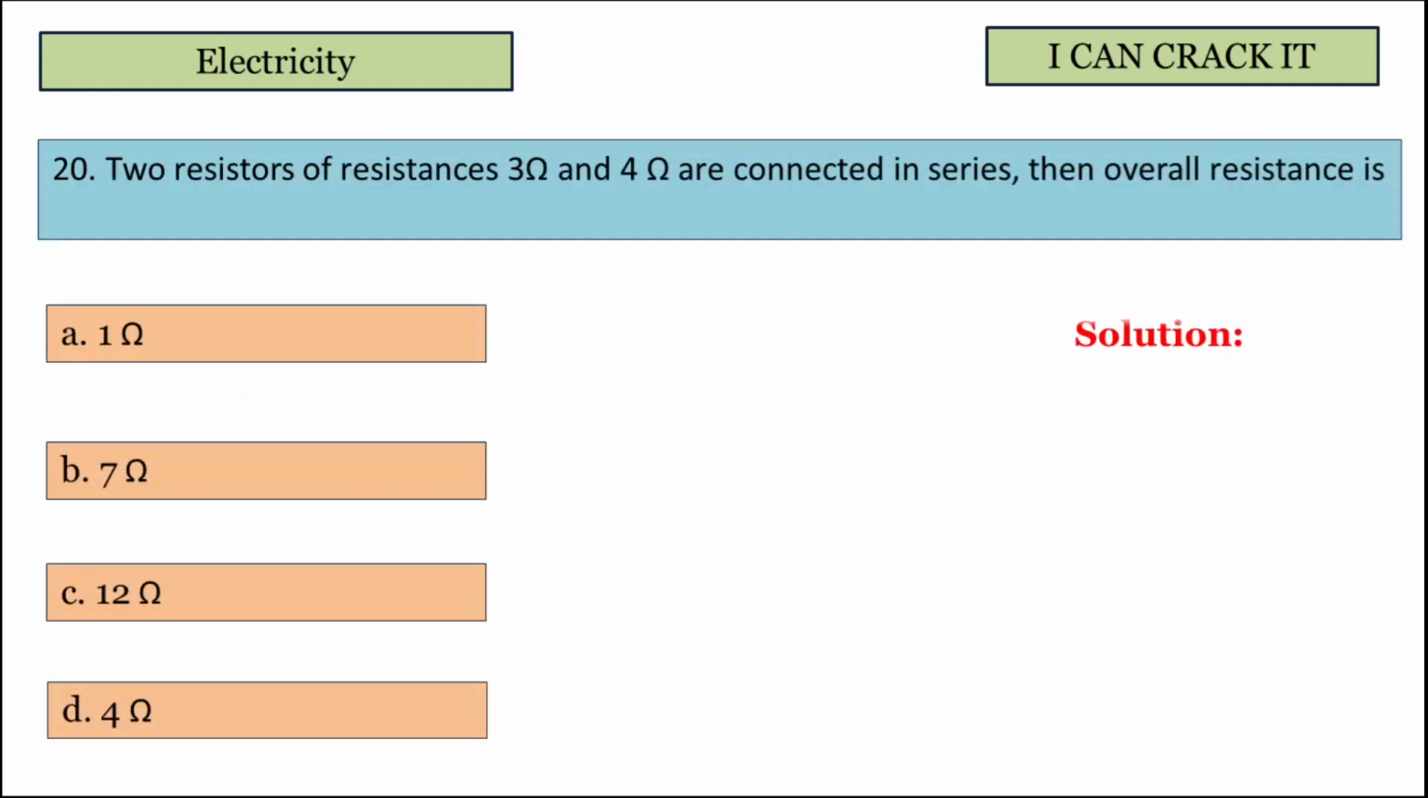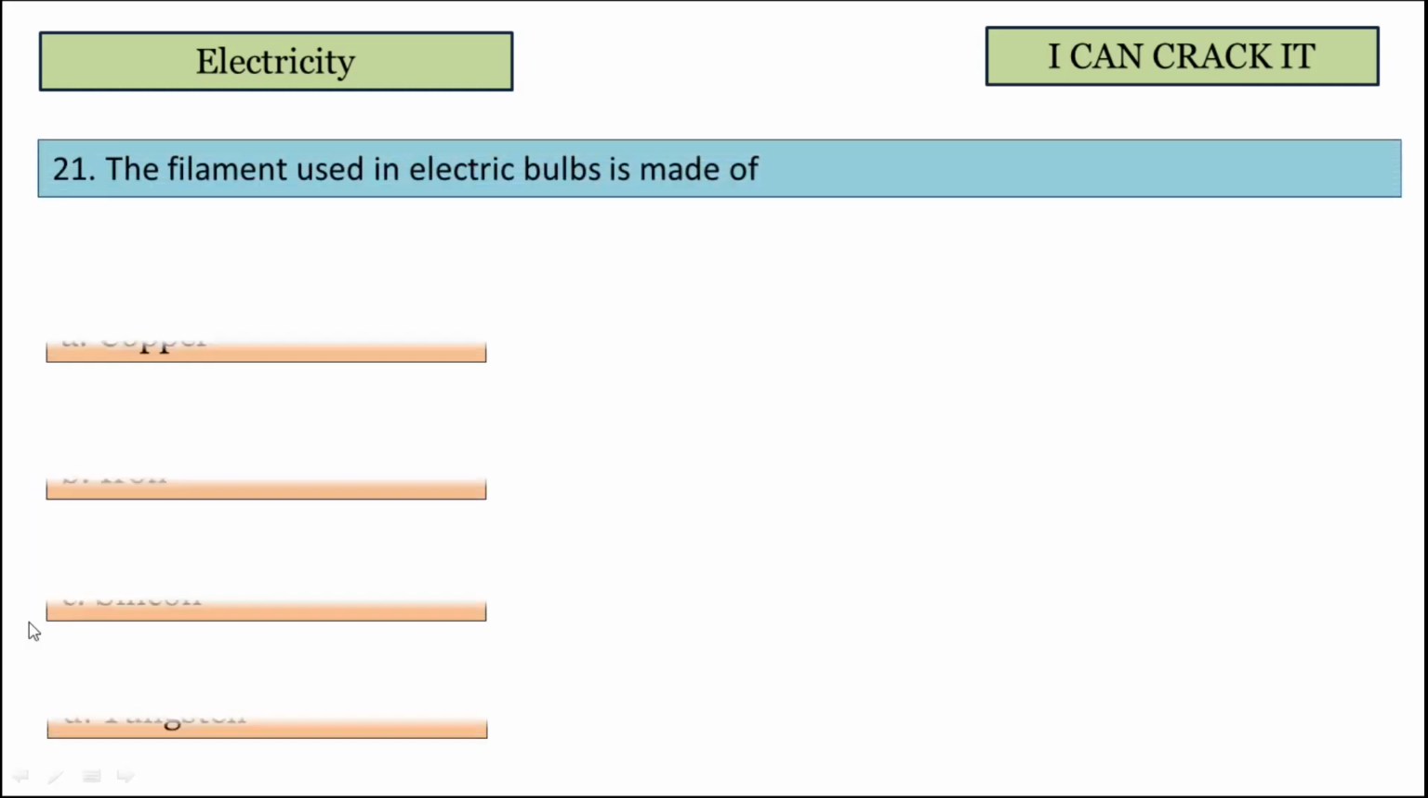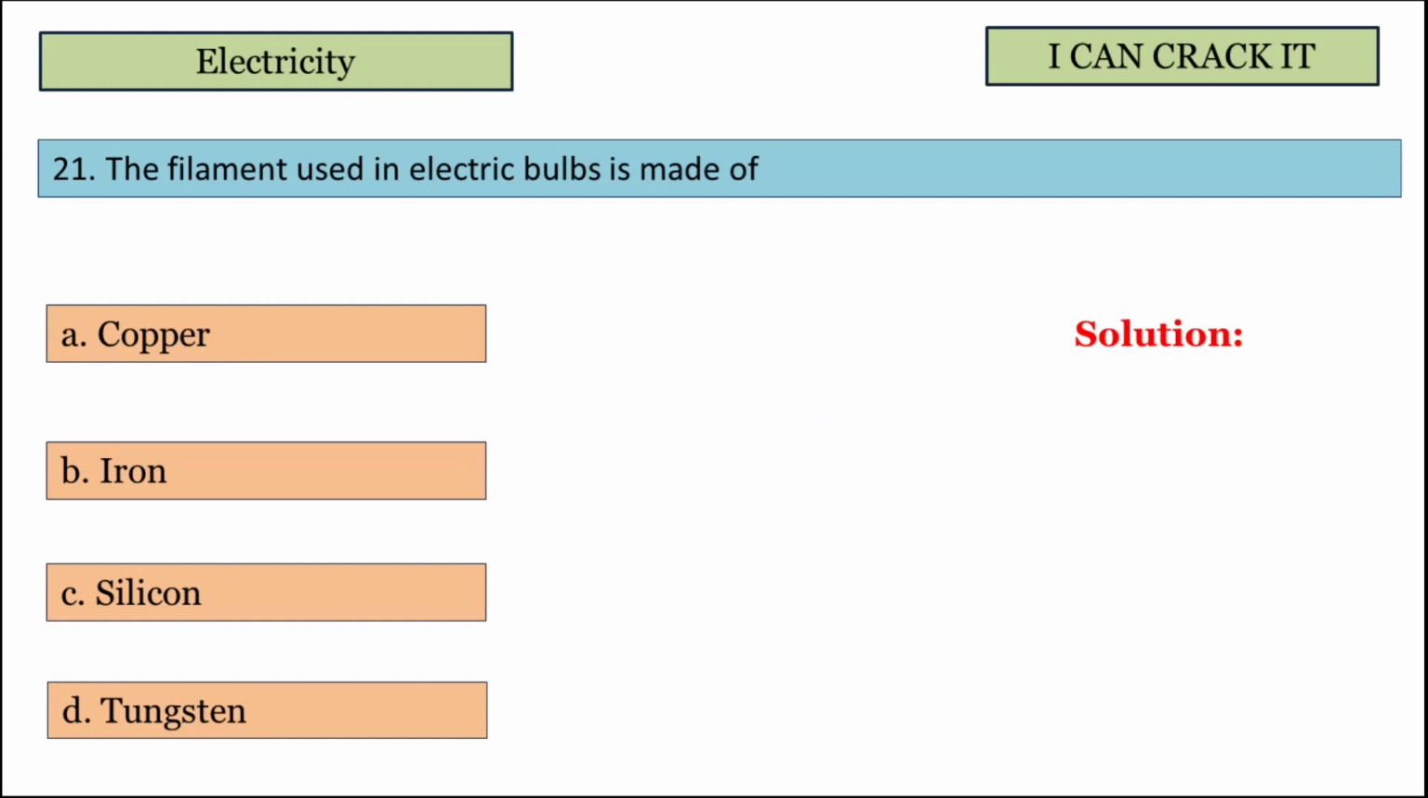Let's see the 20th question now. Two resistors of resistances 3 ohm and 4 ohm are connected in series. The overall resistance is. If the resistors are connected in series, R is given by R1 plus R2. Right. So 3 ohm plus 4 ohm, 3 plus 4, how much? 7 ohm. The effective resistance or overall resistance is 7 ohm. So which option? Option D, 7 ohm. Let's see the 21st question.